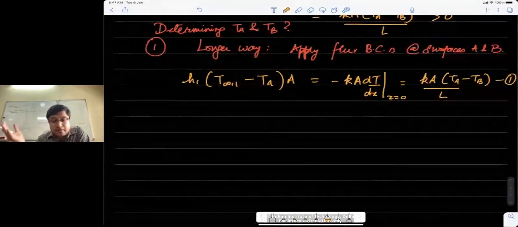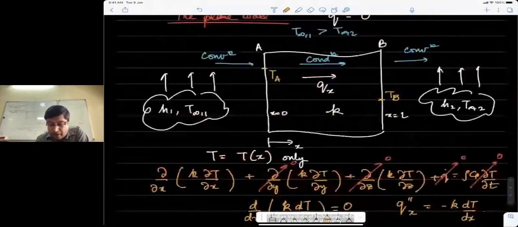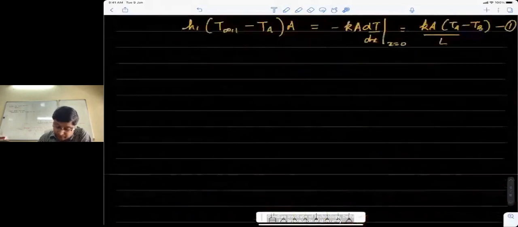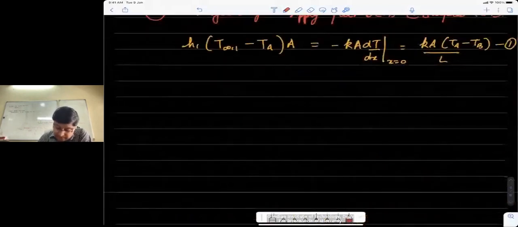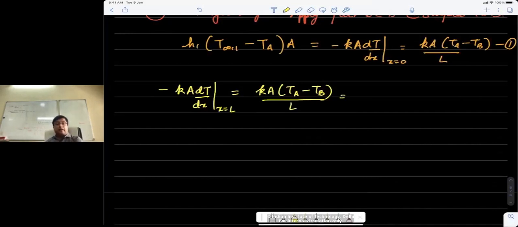The same thing I can do at surface B. Now at surface B, the modes are going to reverse. We have conduction flux coming in, but leaving as convection. So what I would say is minus Ka dT/dx at x equal to L, which is still the same expression, (Ta minus Tb)/L. Now this is being carried away by convection. So what should I write?